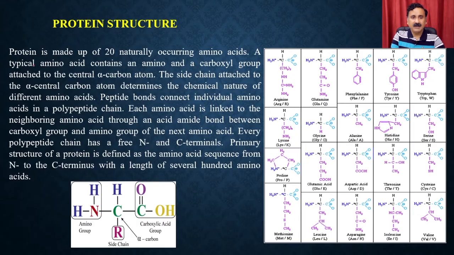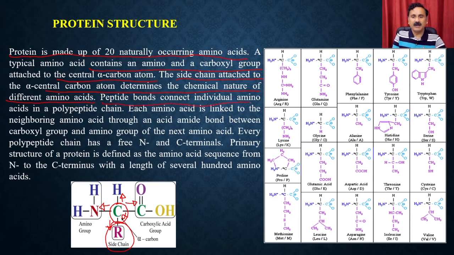As we said, protein is made up of the 20 naturally occurring amino acids. A typical amino acid contains an amino group and a carboxyl group attached to the central alpha carbon. The side chain attached to the central alpha carbon determines the chemical nature of the different amino acids. What you see here is the C alpha carbon, attached to four different types of functional groups, and depending on the R side chains, you can have the 20 different types of amino acids.